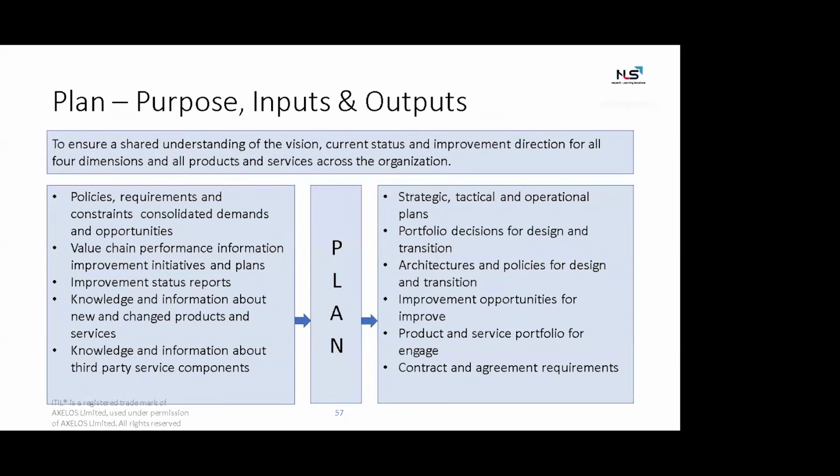Okay. So the very first thing is plan. I'll suggest you write these two things down. These are the inputs and these are the outputs. The left hand side is input and the right hand side is output. So the very first thing is plan, to ensure a shared understanding of vision, current status, and improvement direction for all four dimensions and all products and services across the organization.